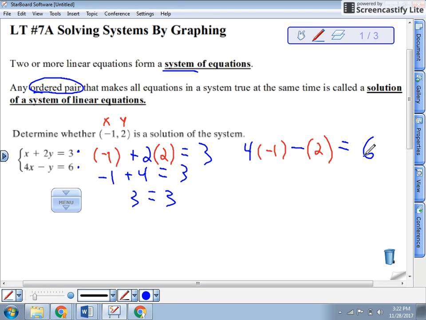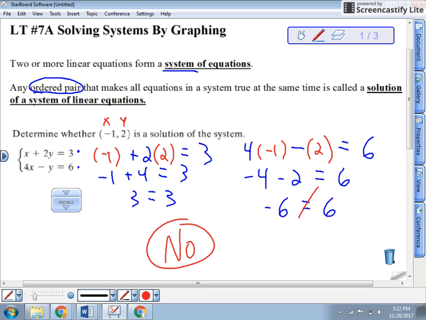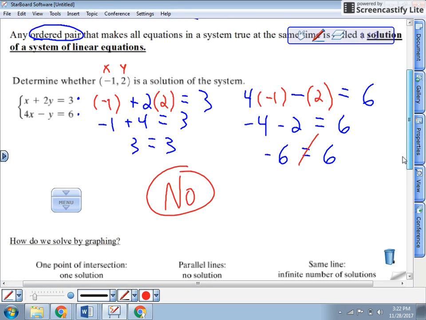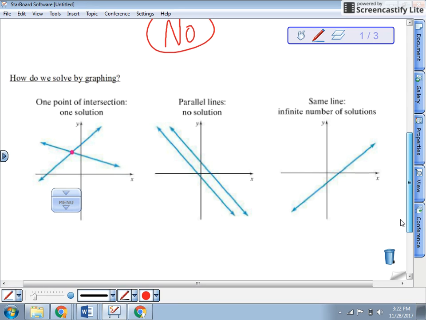Again, let's make sure it works for both. So 4 times -1 is -4, minus 2 equals 6. So -4 minus 2 is -6, which equals 6? That does not equal. So this is not a solution. So the answer would be no. It works for the first one, but not for the second. It has to work for both. So this is a no. Okay, so I thought we said we were going to do some graphing. Well, here we go. How do we solve by graphing?